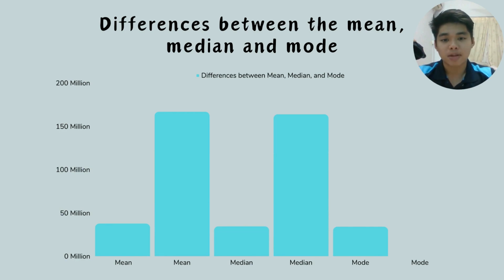Next, I'm going to explain the differences between the mean, the median, and the mode. The mean is a lot higher for the number of purchase orders than the number of visits, and the difference is 129.11 million. The median is also the same, with the number of purchase orders a lot higher than the number of visits, where the difference is 129.4 million. For the mode, there is also a difference, where there is a mode for the number of visits, whereas for the number of purchase orders there is no mode.